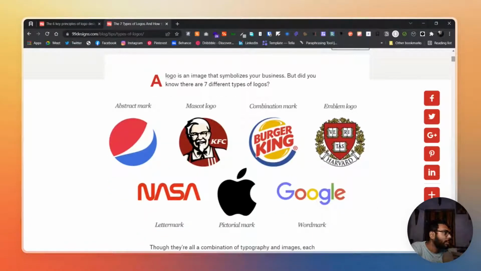This is really a defining factor when I'm trying to design something. When I get to it, I do a little bit of research on the particular kind of logo I have to make.